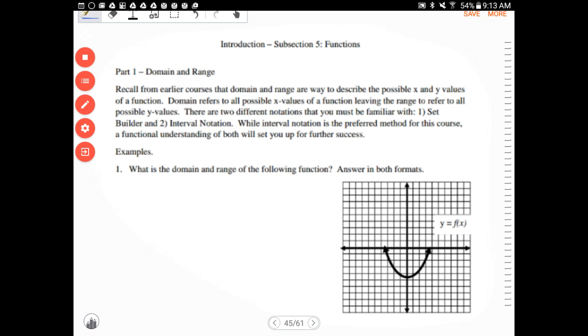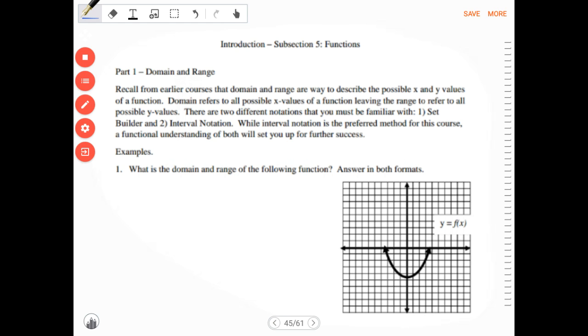Hi everybody. Okay, so we're on to subsection 5, functions. Part 1, domain and range. Okay, so this is a concept we've been using for, again, a very long time, but you first learned it in grade 10. Okay, so anyways, there's two notations, remember.